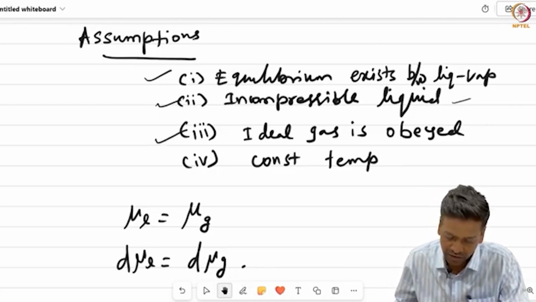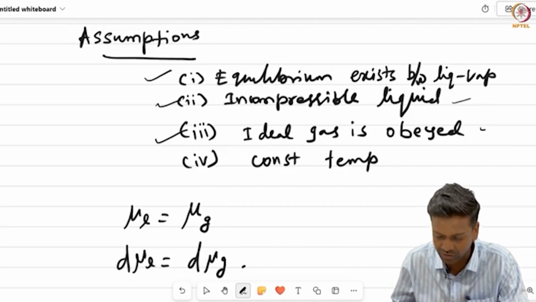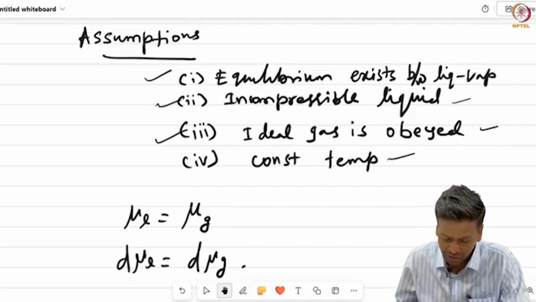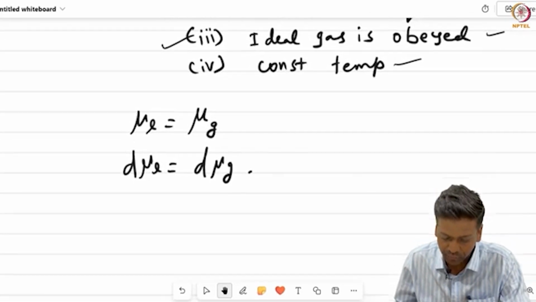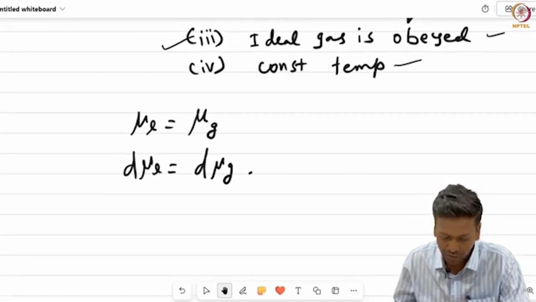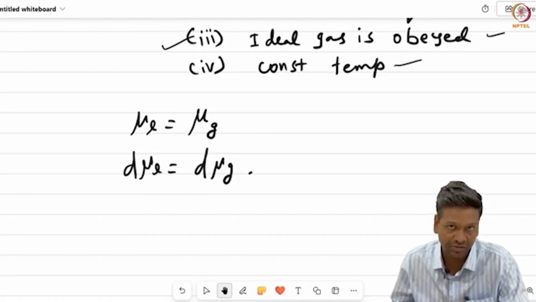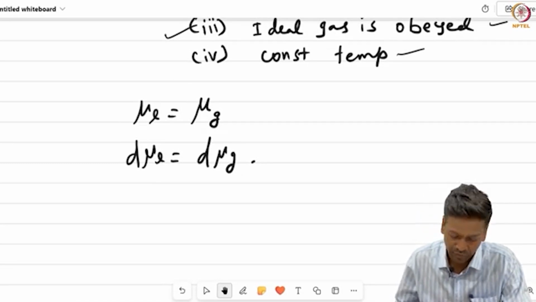The other one is, in this case, we are going to take an ideal gas, the fluid obeys the ideal gas. Okay, that is the assumption we are going to take. The last one is constant temperature, right? So these are the assumptions we need to note down, so that this equation is only valid in these circumstances, right?